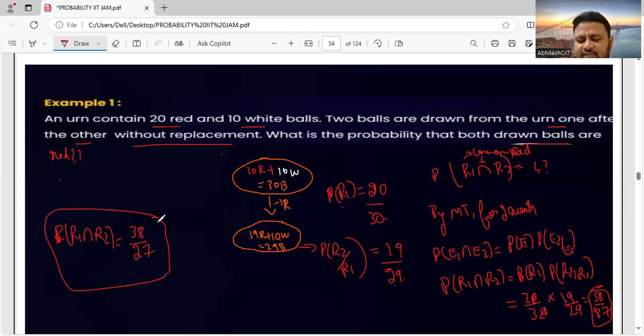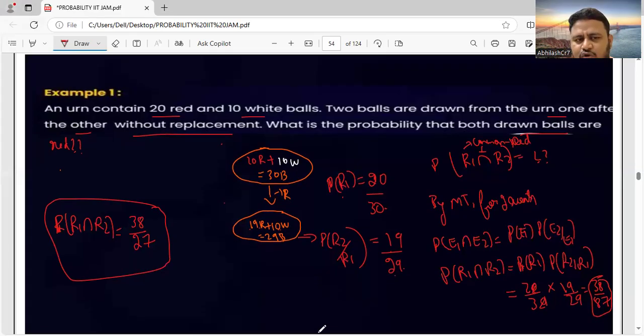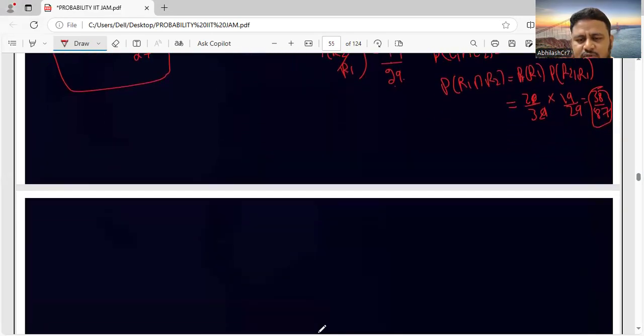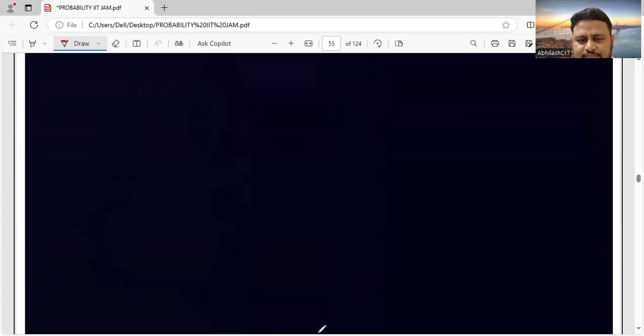That's it. Both balls are red, or both balls are black, without replacement. You have to remember this. This is a very important step. Why? Because here you are removing one ball and you are not replacing it by another ball. That's why the 20 red balls become 19 red balls, and the 10 white balls stay 10. But the total will change. Total was 30 earlier. Since one ball is removed, it will become 29 balls. That's all, friends. I hope you understood this example. Let us go to another example so that you understand.